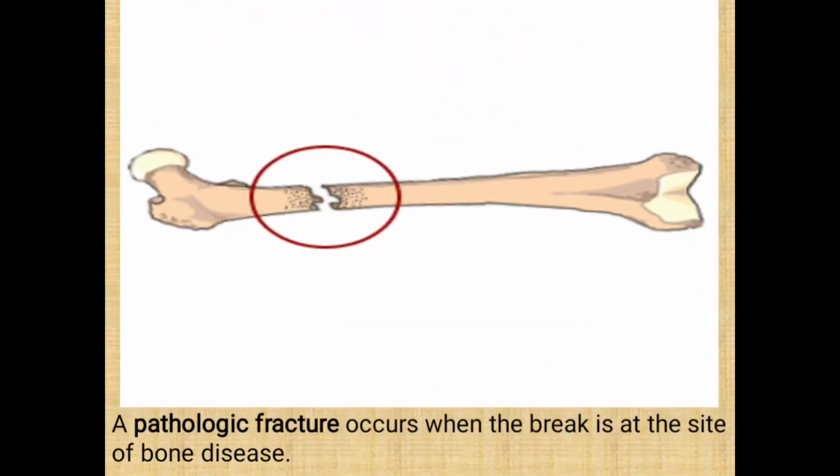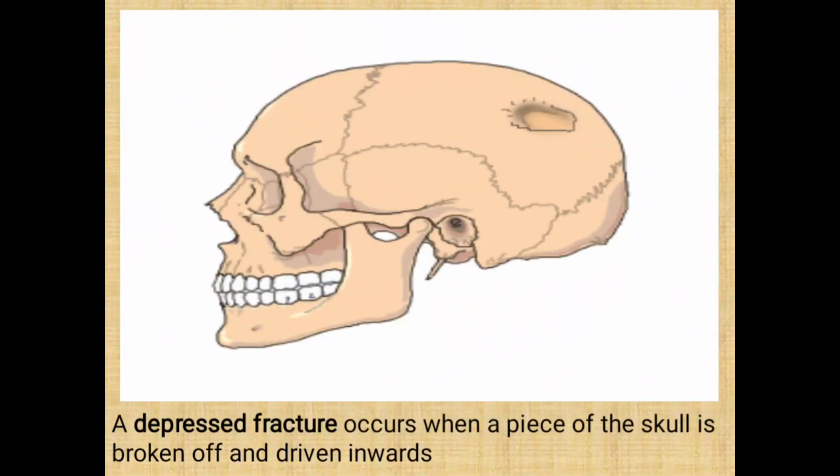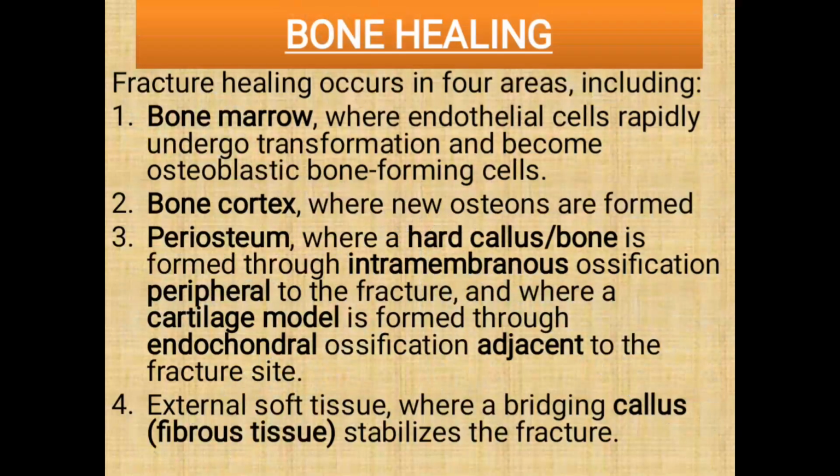Pathological fracture occurs when the break is at the site of bone disease. Mostly it occurs due to the disease. We have the depressed fracture, when a piece of the skull is broken off and driven inwards. You can see that one. So, bone healing.